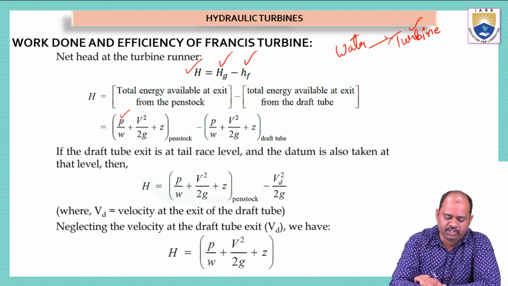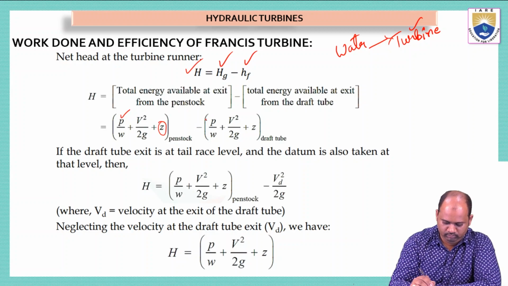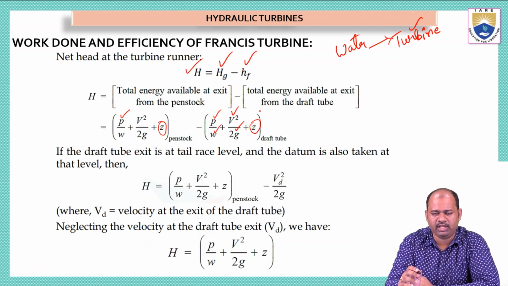Now P is the pressure of the water that is coming out of the penstock. W is the specific weight. V is the velocity. G stands for gravity, and Z is the elevation. Minus, we have again small p divided by W, which is same, V square is the velocity and G for gravity, plus Z.